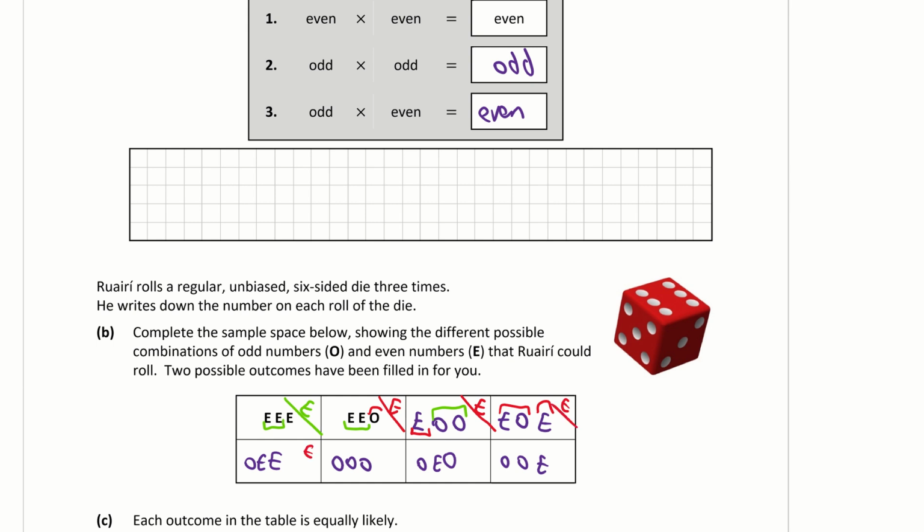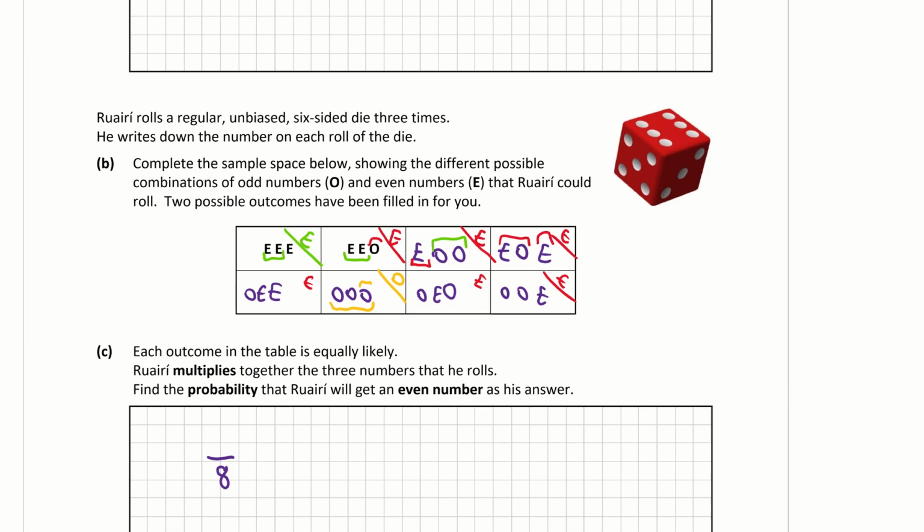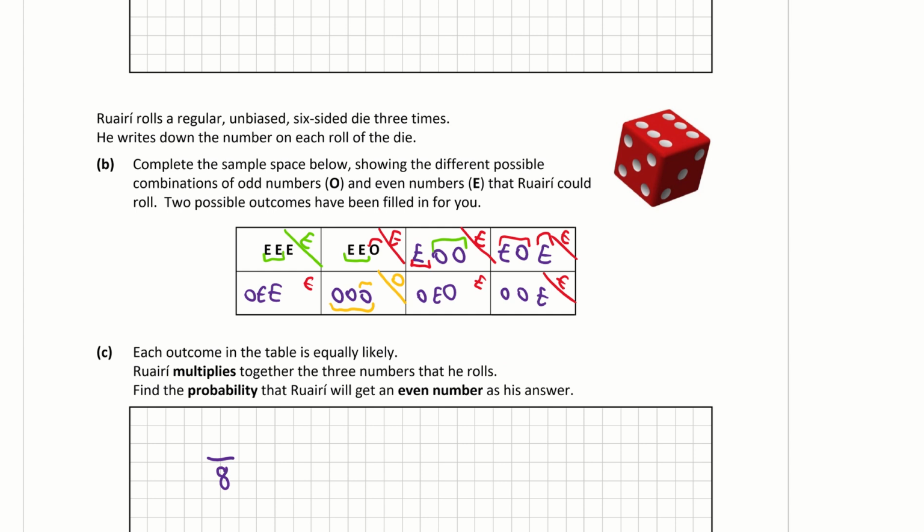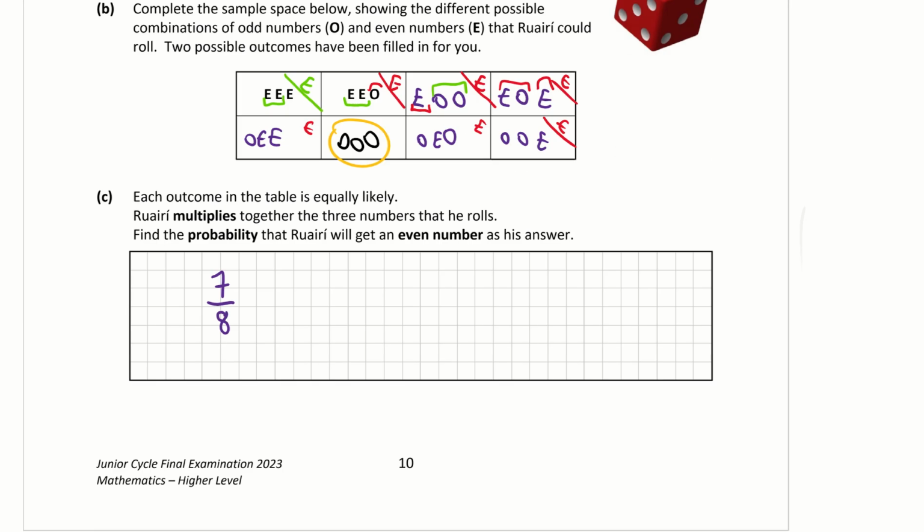I'm only going to do the one that's different, and it's this one here. It's odd by odd by odd, because odd by odd will get you odd, and then when you multiply it by the third odd, it's going to give you a final answer of odd. So part C to this question, find the probability that Rory will get an even number. It's 7 out of the 8 times. The only time he's ever going to get that odd one is in here, when it's going to be odd, odd, odd. Okay, a lot of odds and evens there.